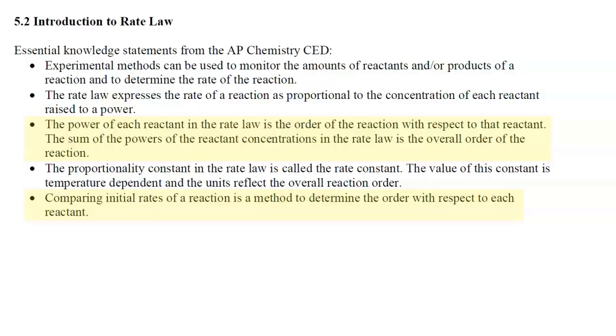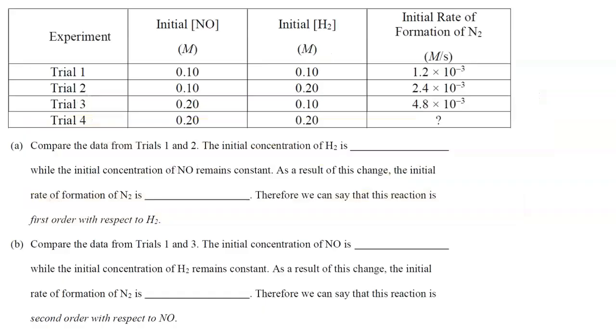Determining the order with respect to a particular reactant falls under topic 5.2, Introduction to Rate Law. One of the essential knowledge statements says the power of each reactant in the rate law is the order of the reaction with respect to that reactant. Another says that comparing initial rates of a reaction is a method to determine the order with respect to each reactant. Now what I'm going to show you on the next slide is something I had presented in my video for topics 5.1 to 5.3.